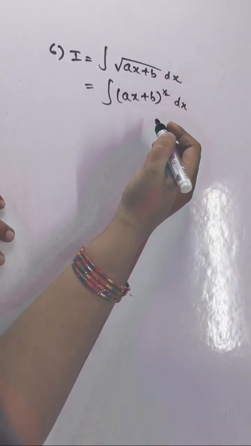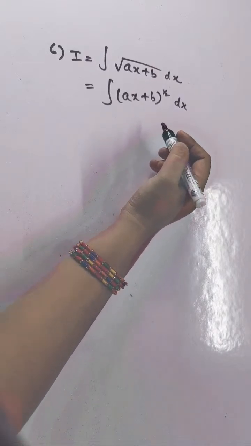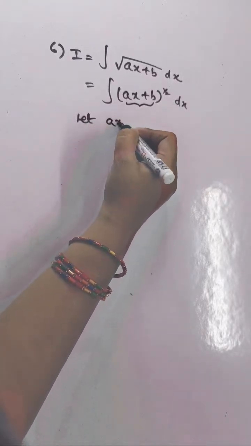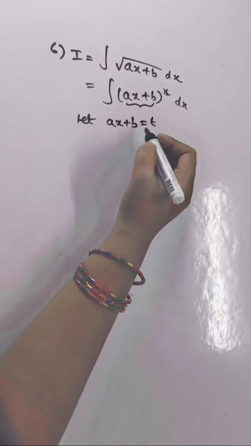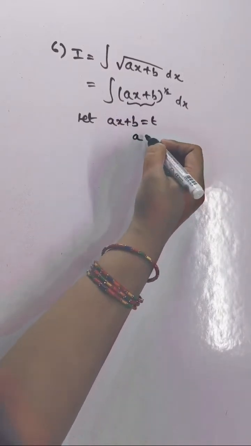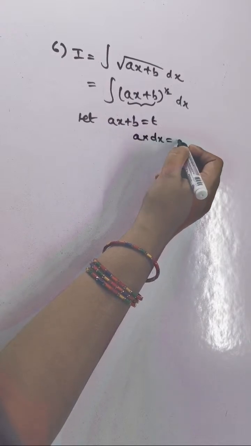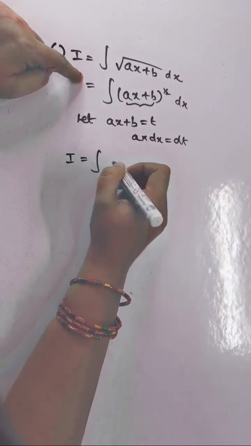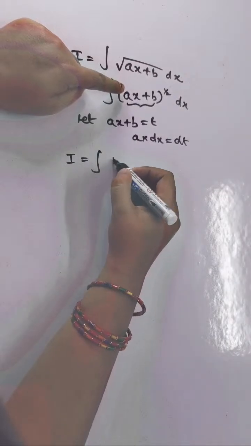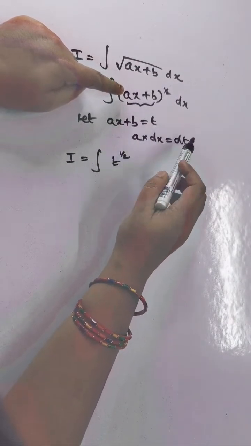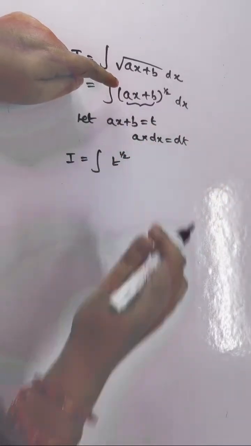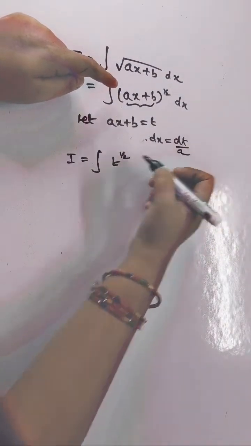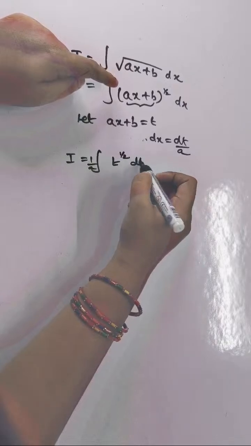If you find it confusing to integrate, take this inside term as t as a whole. Let ax plus b equal to t. Now differentiating both sides, a into 1 plus 0. So a into dt by dx, I am taking to the left side. Now ax plus b can be written as t power half into dx. You don't have an a term here, so we'll take this a to the right side, so I will take 1 by a outside into dt.